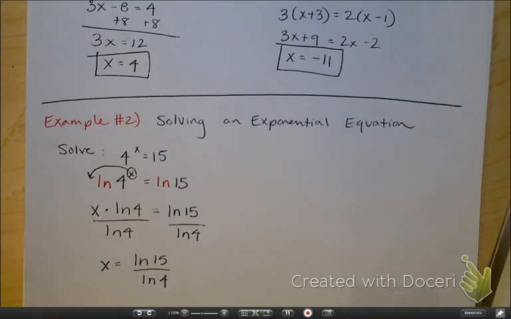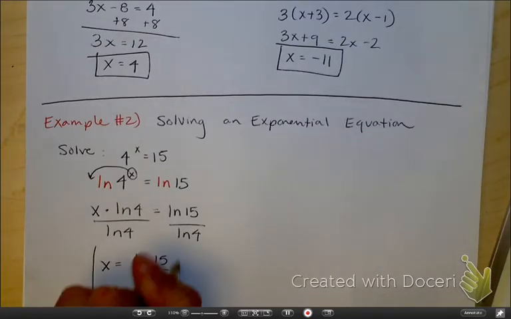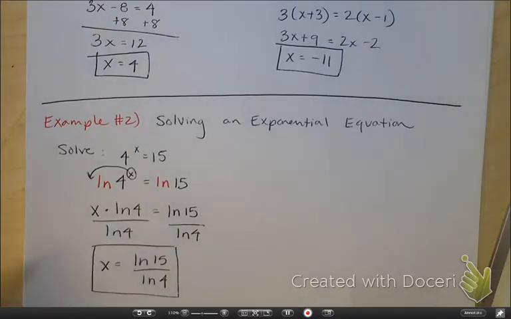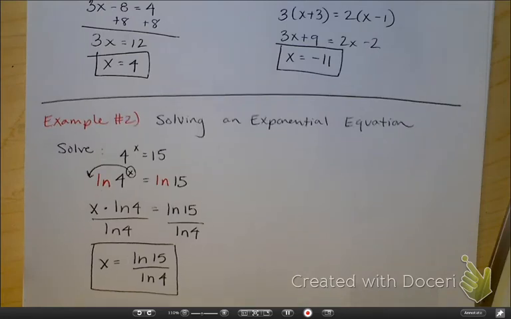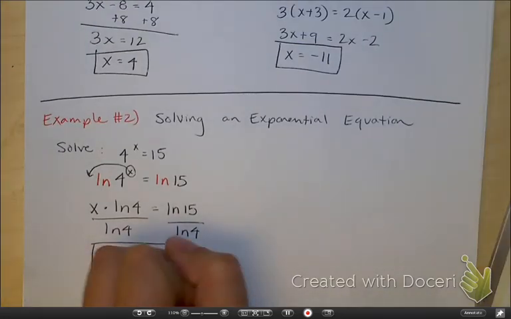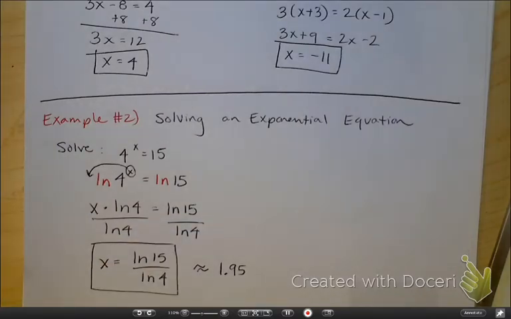Now if you had a calculator, you could evaluate what that was by plugging it in, but for right now, I want you to leave your answer in its exact form, so you can leave it like this. If you did put it into a calculator, you would get approximately 1.95. So ln of 15 divided by ln of 4 is approximately equal to that. But again, I care more about the exact answer.